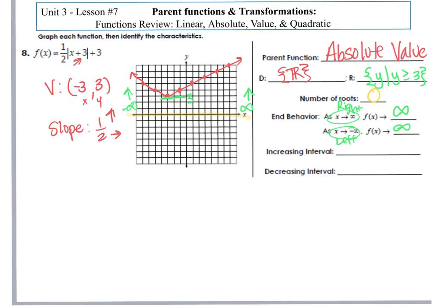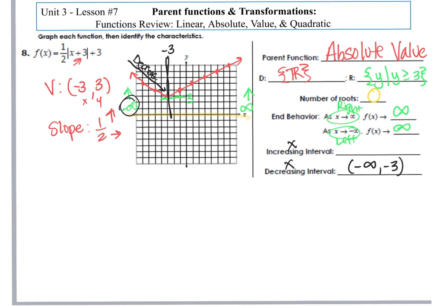Increasing and decreasing interval. Remember, we changed directions at the vertex. This is all about my x values for my increasing and decreasing intervals. So the x value of my vertex was -3. The leftmost point I can have for x is coming from negative infinity. So from left to right, from the left to the vertex, we are going down to get there. So we are decreasing. So my decreasing interval is what I'm going to write down first. From negative infinity to -3 for x, we are headed down.